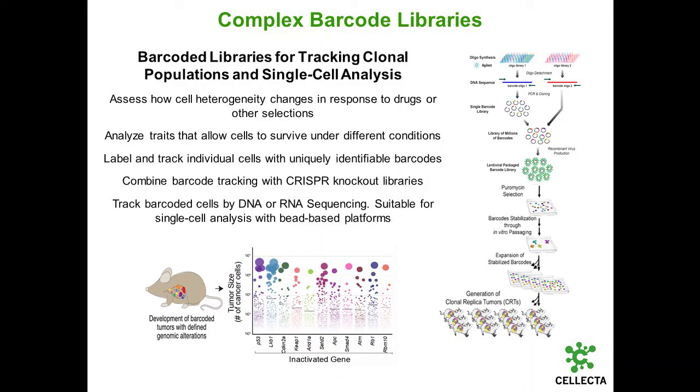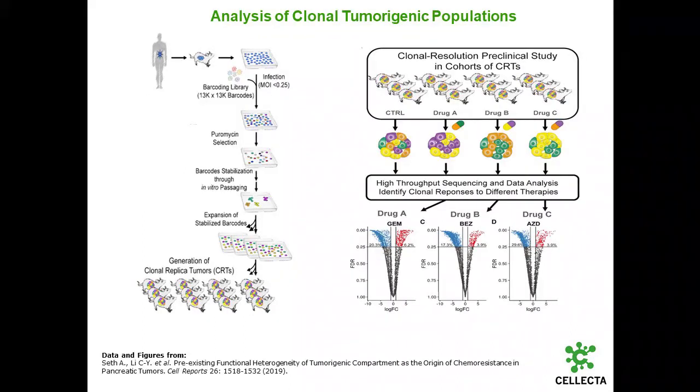Since the barcodes are on lentiviral vectors, they're integrated into the genome and they're heritable. So you can create a founder population of cells that, as they propagate, all the progeny from that founder population then also have the barcodes too. This type of labeling can be useful in a number of applications.